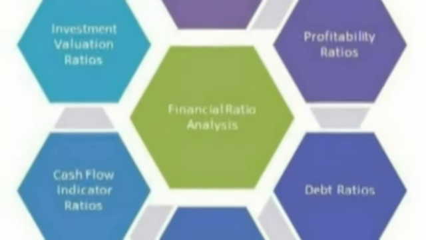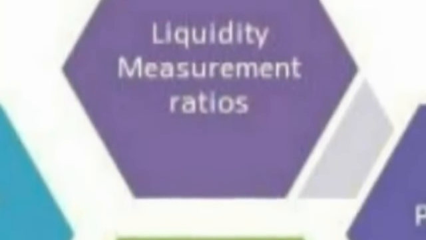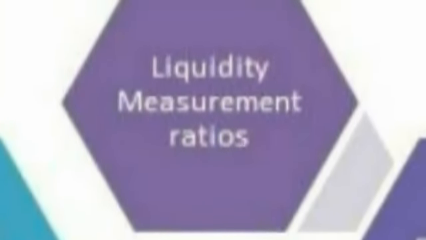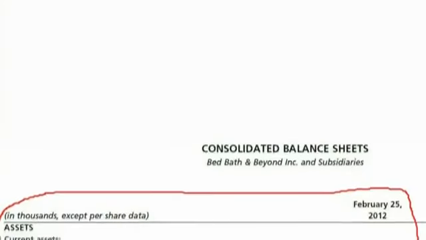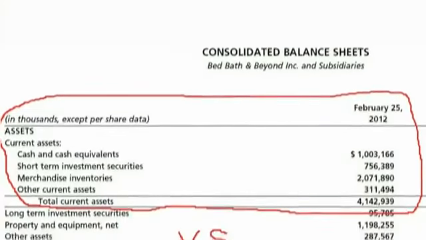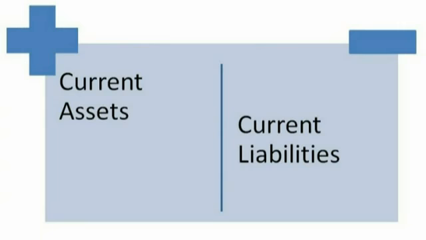The first set of ratios that we're going to cover are known as liquidity measurement ratios. Liquidity measurement ratios are ratios that attempt to measure a company's ability to pay off its short-term debt obligations if they were to come due. These measures do this by comparing a company's most liquid assets to its short-term liabilities. In general, the more current assets a company has relative to its short-term liabilities, the more likely it would be able to pay off its short-term liabilities if they were to come due.